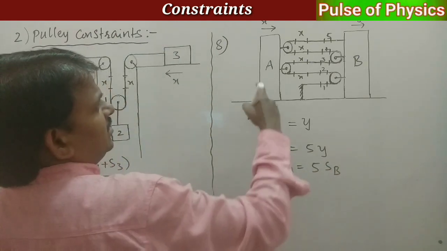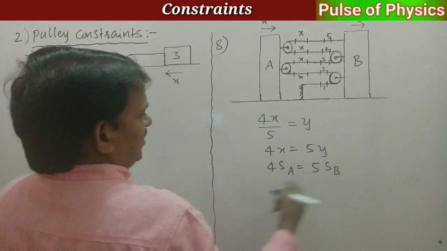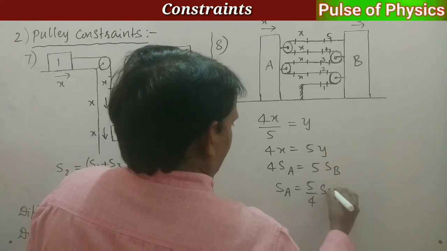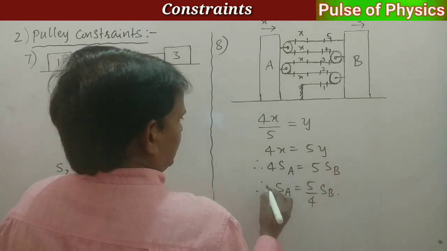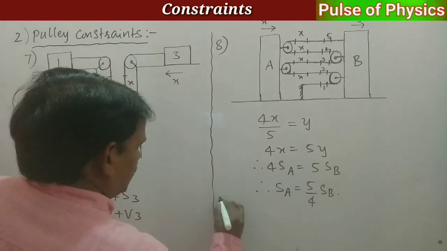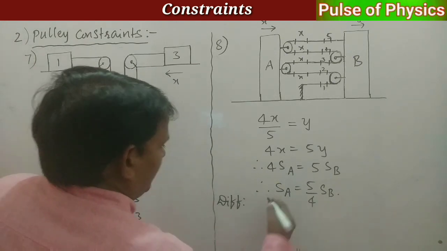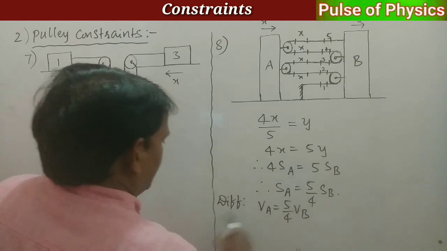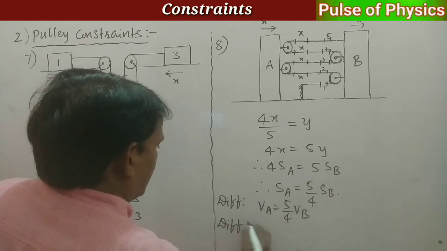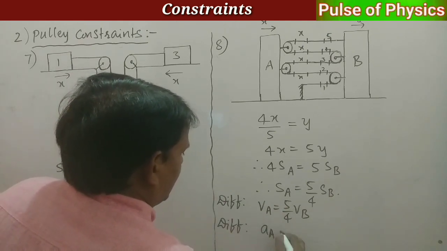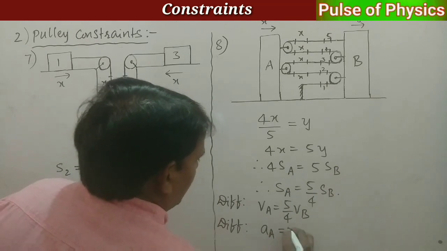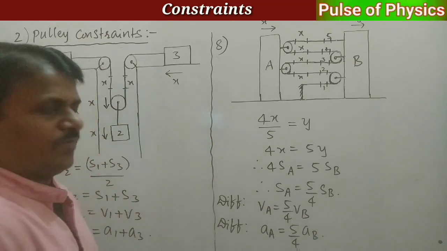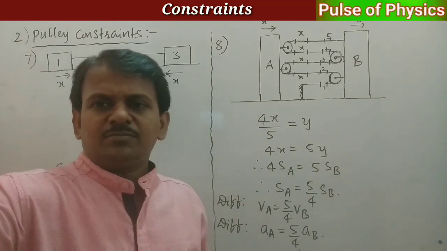Now you see that both are along the same direction. SA is equal to 5 by 4 SB, one relation. This is another relation. Differentiate with respect to time. We will get VA is equal to 5 by 4 VB. Differentiate again with respect to time. We will get acceleration of the block A is equal to 5 by 4 into acceleration of block B. Have you got it? Thank you.